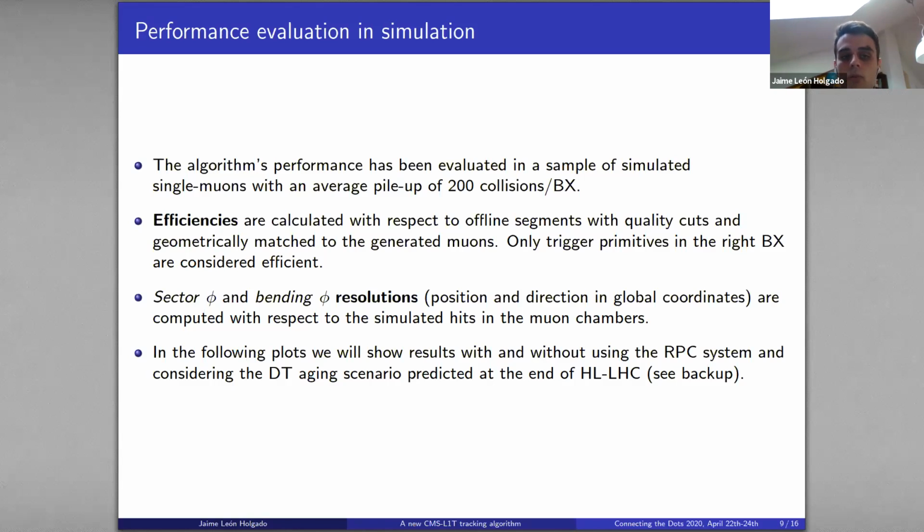So we compute them with respect to the simulated hits that we have in the muon chambers. Apart from this, in the following plots, I will show results that use and don't use the RPC system. And I will also consider the DT and RPC aging scenario that is predicted at the end of HL-LHC, which you can see in the backup.